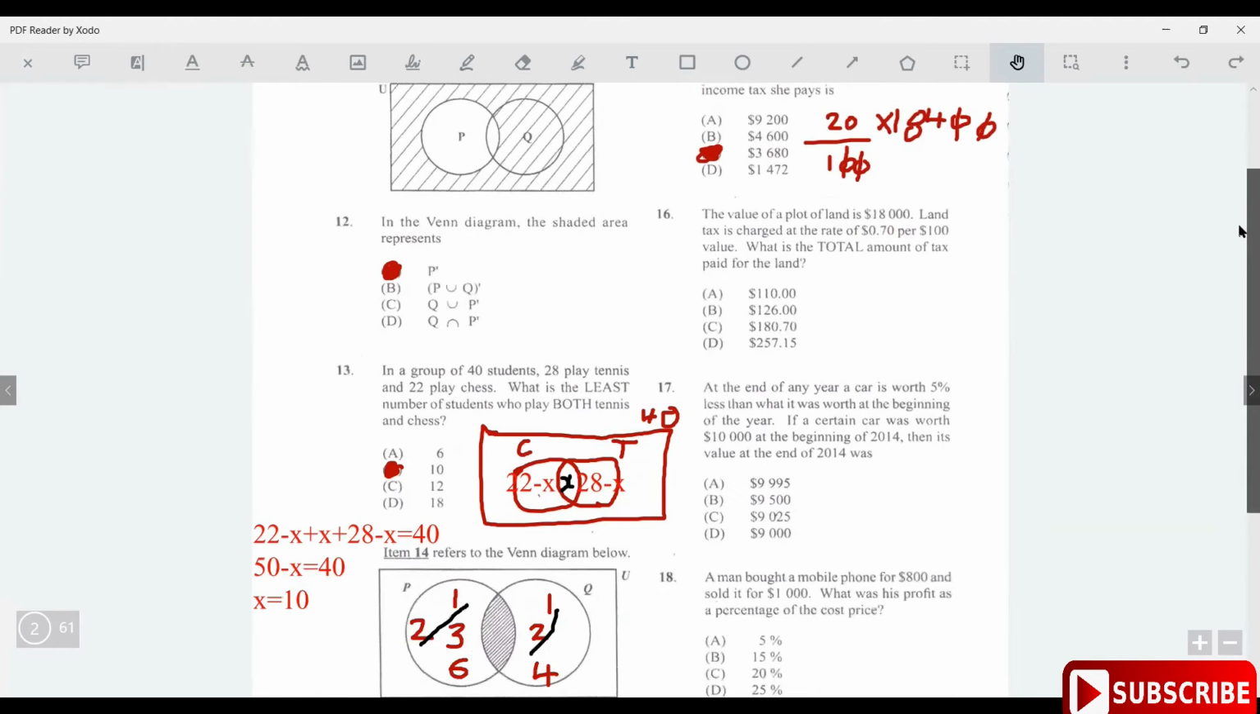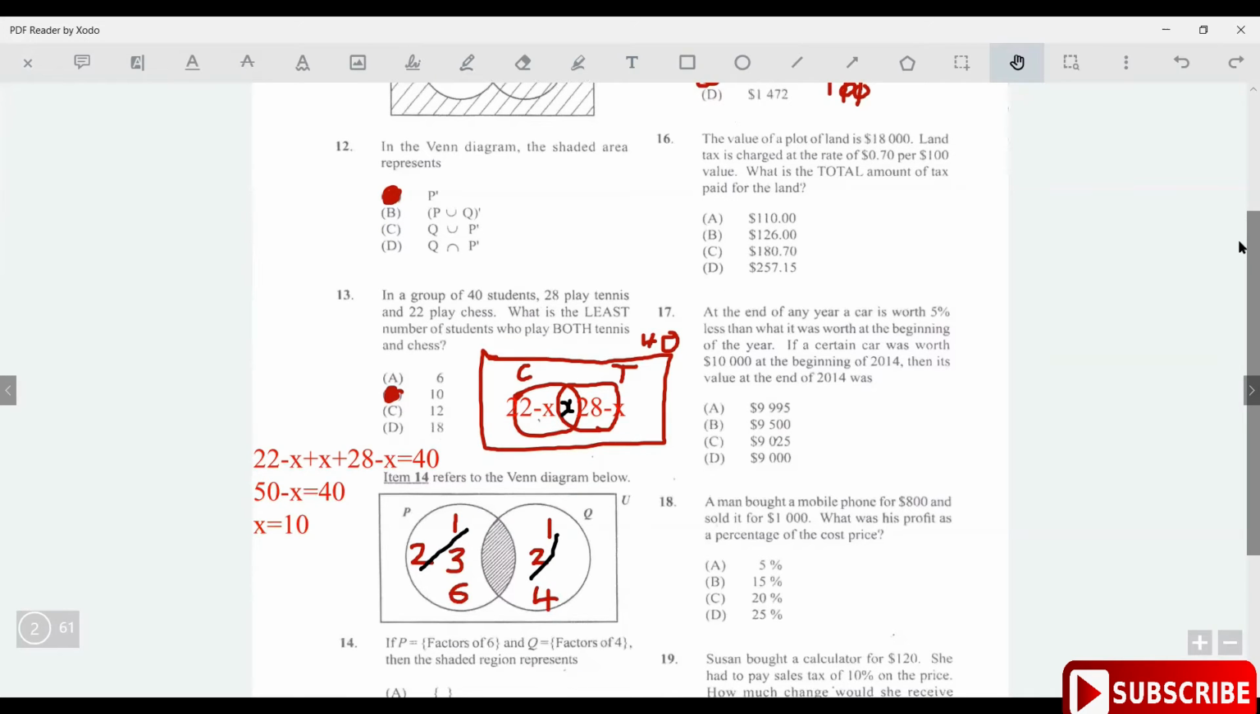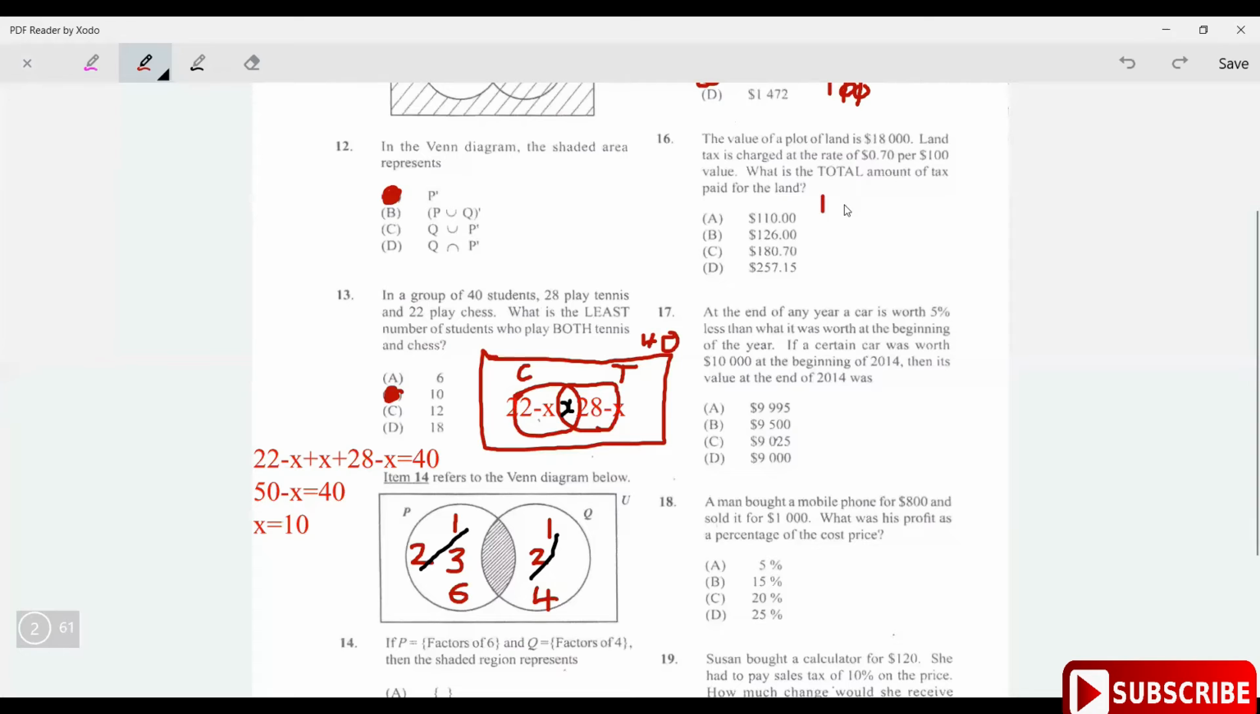It says now the value of a plot of land is $18,000. Land is charged at a rate of $0.7 per 100 value. What is the total amount of tax that is paid for the land? So first thing you need to do is work out what is $18,000 divided by 100. You divide this by that, and what we're going to get is this 0 cancels this, this cancels this, so we get 180.